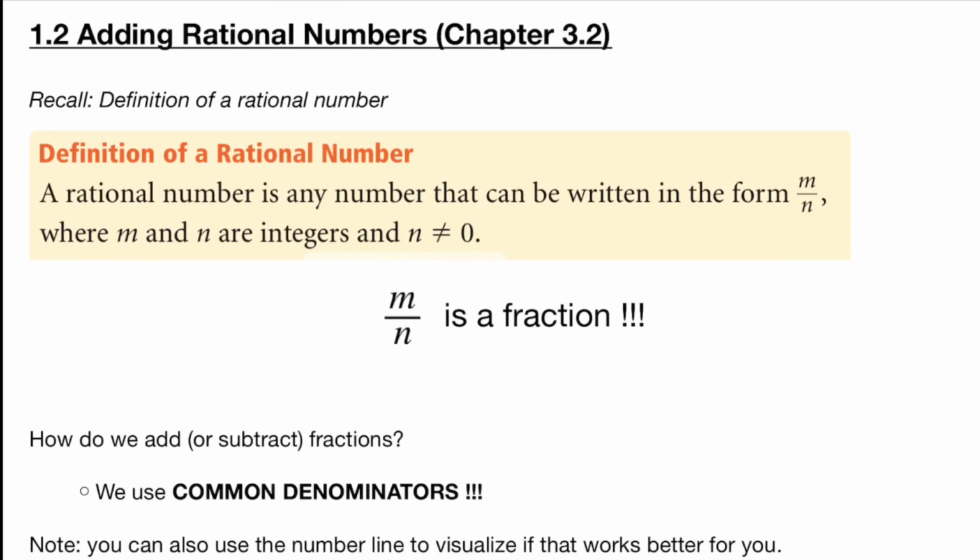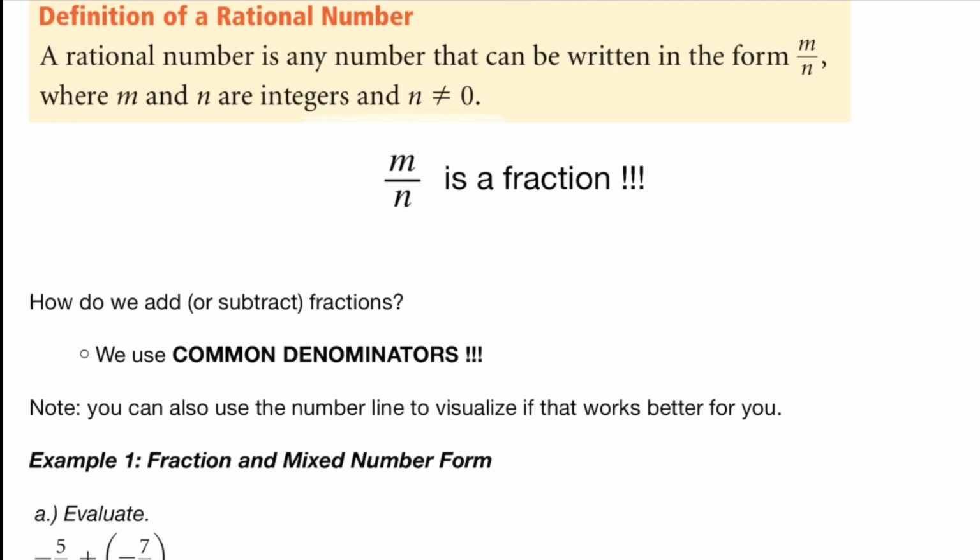Okay, so we are in section 1.2 of our unit. The second thing we're going to talk about is adding rational numbers. So here's the definition of a rational number, which we talked about last class. A rational number is any number that can be written in the form of m over n, which is a fraction, but m and n have to be integers, which means that they have to be whole numbers, positive or negative. It can't be decimals, it has to be positive or negative.